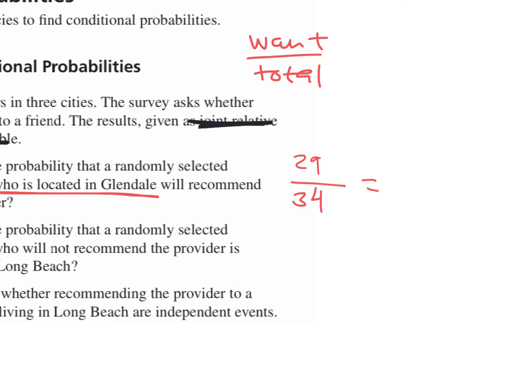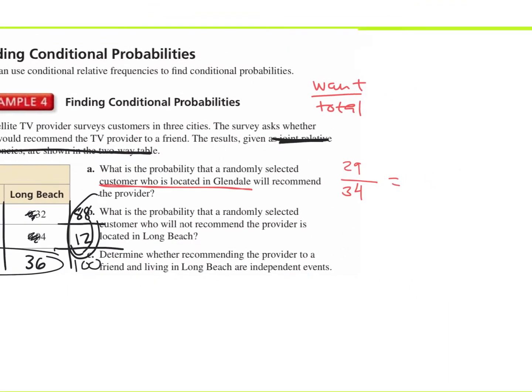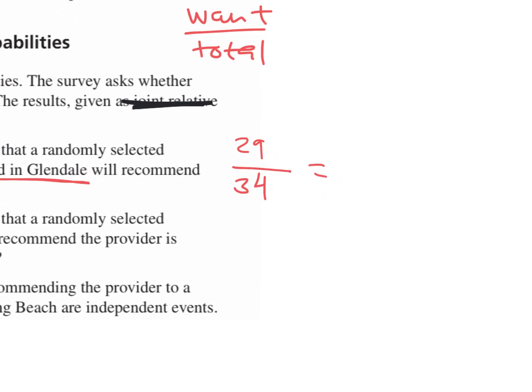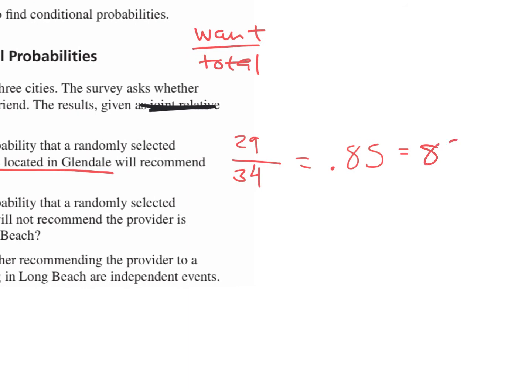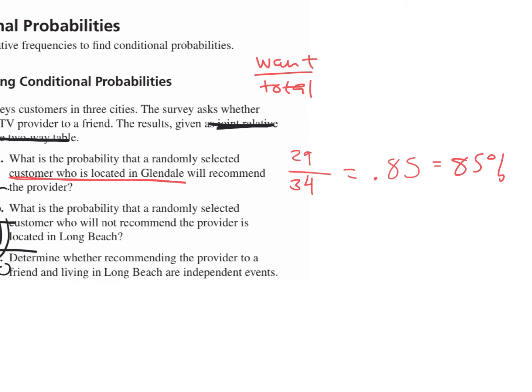Do we put 0.29 over 0.34? No. Because I changed the numbers here, so you're ignoring the decimals forever. You don't have to worry about those. On the test, you won't have decimals. So 29 divided by 34 is 0.85. And what's our percent? Perfect. So 85% of the people that live in Glendale will recommend the provider.